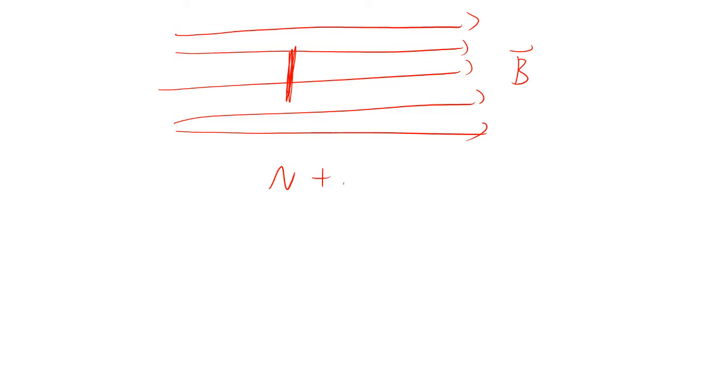If you had a magnetic field, and there's your magnetic field, you had a coil of wire. So I'm going to have a coil right there. And the coil is going to have a certain number of turns in it, N turns.